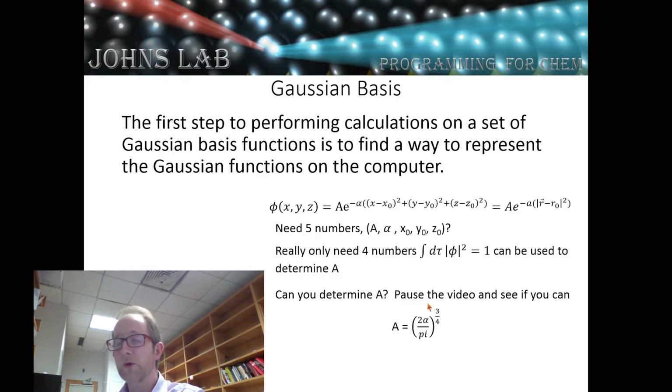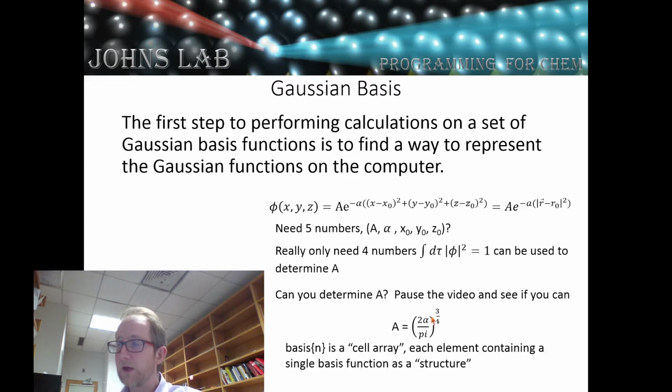And so we're going to make one cell array, which we're going to call basis. We're going to use this throughout the whole program. Basis is going to have n elements, and each element in basis will be a single basis function, which will be a structure that contains different Gaussians in it. And we'll see how we put that all together in one nice compact spot.